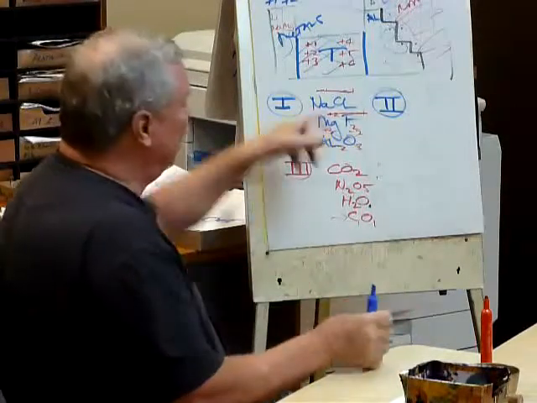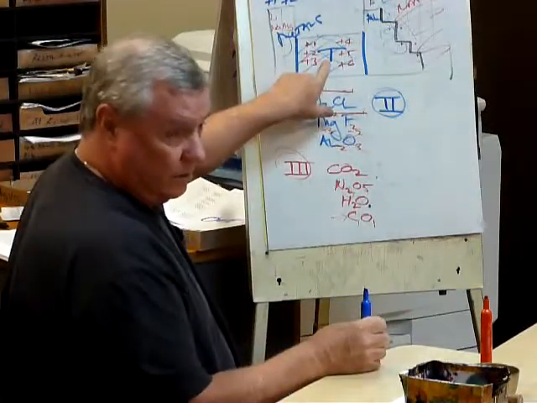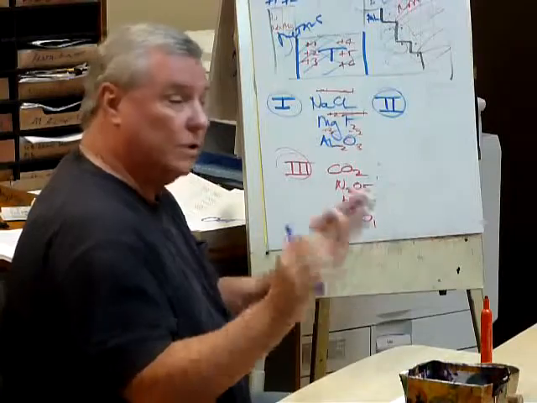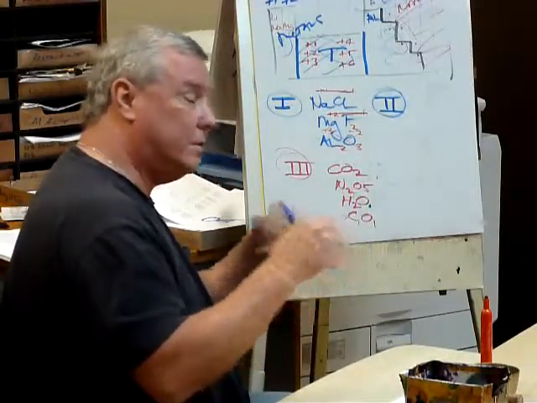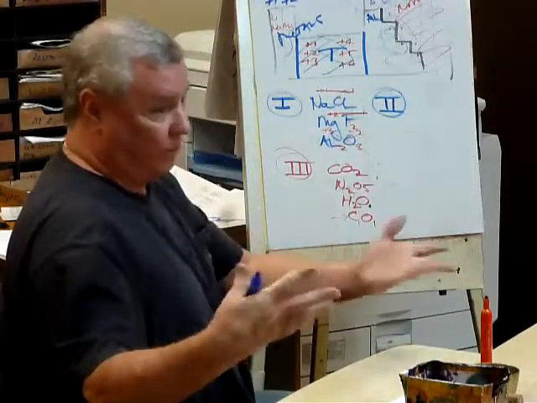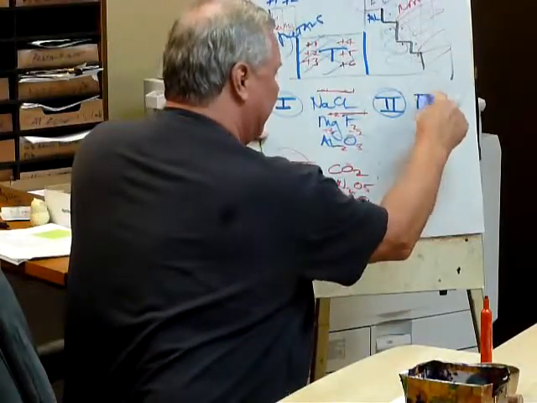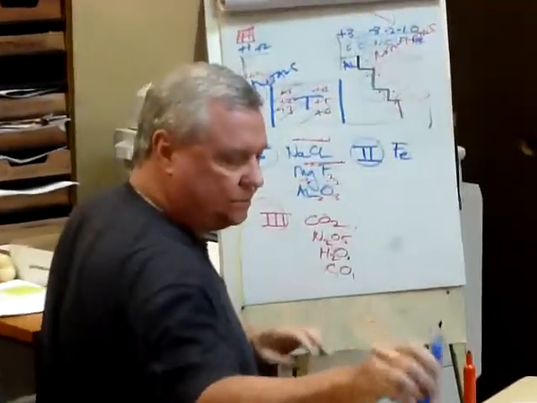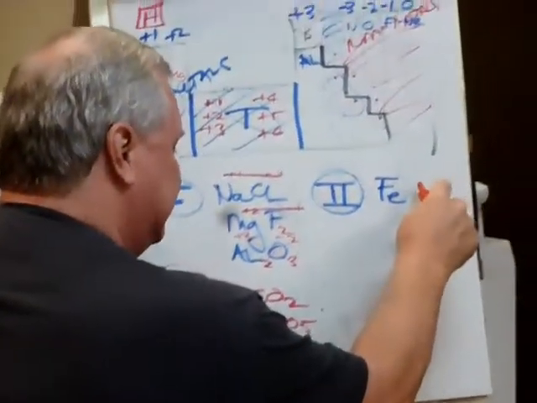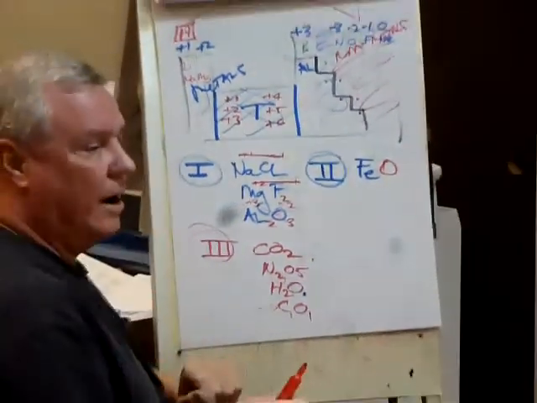Now, do we know what the charge of the transition metal is going to be? No. It changes every time. So the way to figure this out is to look to see what it's hooked up with. So, for example, if we take iron and hook it up with oxygen, iron with oxygen.